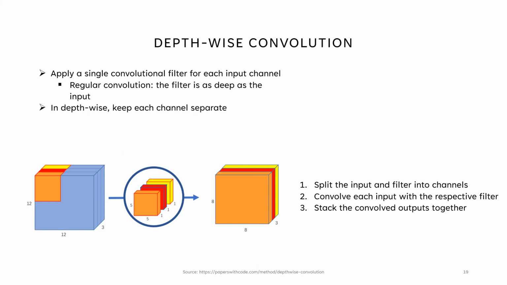In depth-wise convolution, a single convolutional filter is applied for each input channel. Remember, in regular convolution, the filter is as deep as the input channel. So if the input has 3 channels, the filter also has 3 channels. In depth-wise convolution, each channel is kept separate. The input and the filter are split into channels, and each input is convolved with its respective filter. Then the convolved outputs are stacked together. This results in fewer parameters than regular convolution.